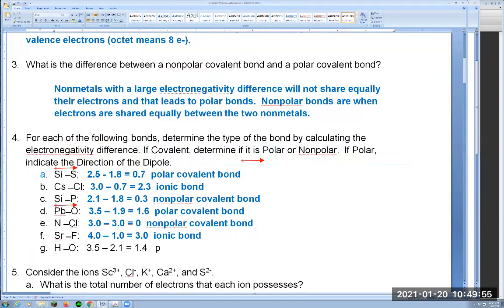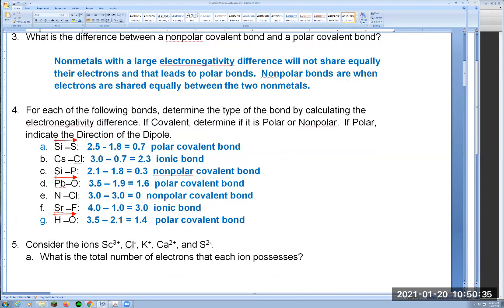So polar covalent bond. Because it's polar covalent, we should show which way the electrons are attracted. The most electronegative element of the two is oxygen, so the arrow should point towards oxygen. And then hydrogen has the plus side of the arrow because it is partially positively charged due to the fact that the oxygen is attracting the electrons towards itself. So that answers question 4.